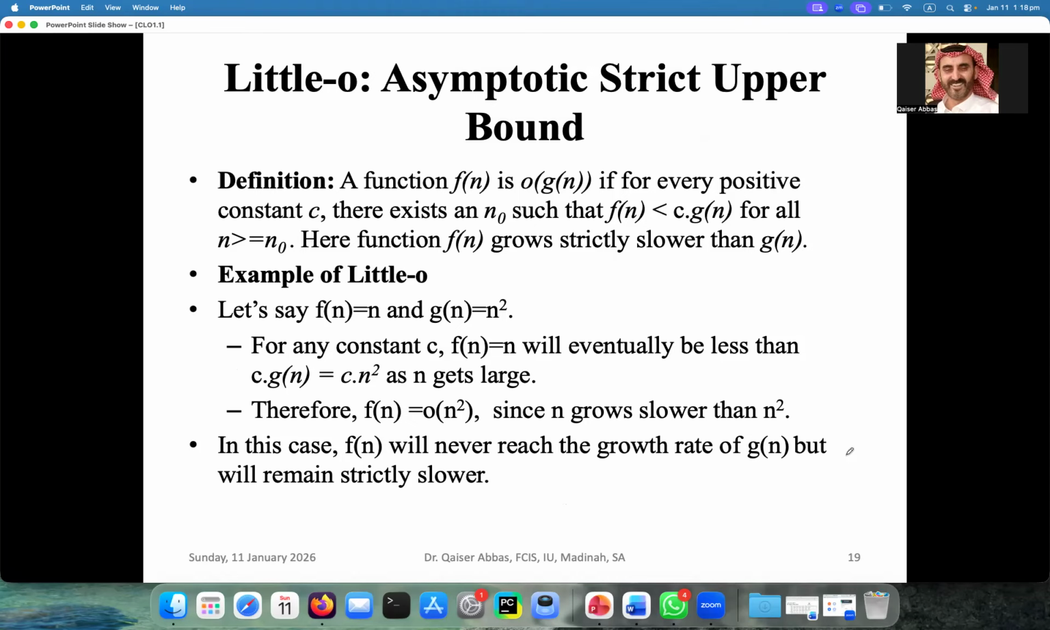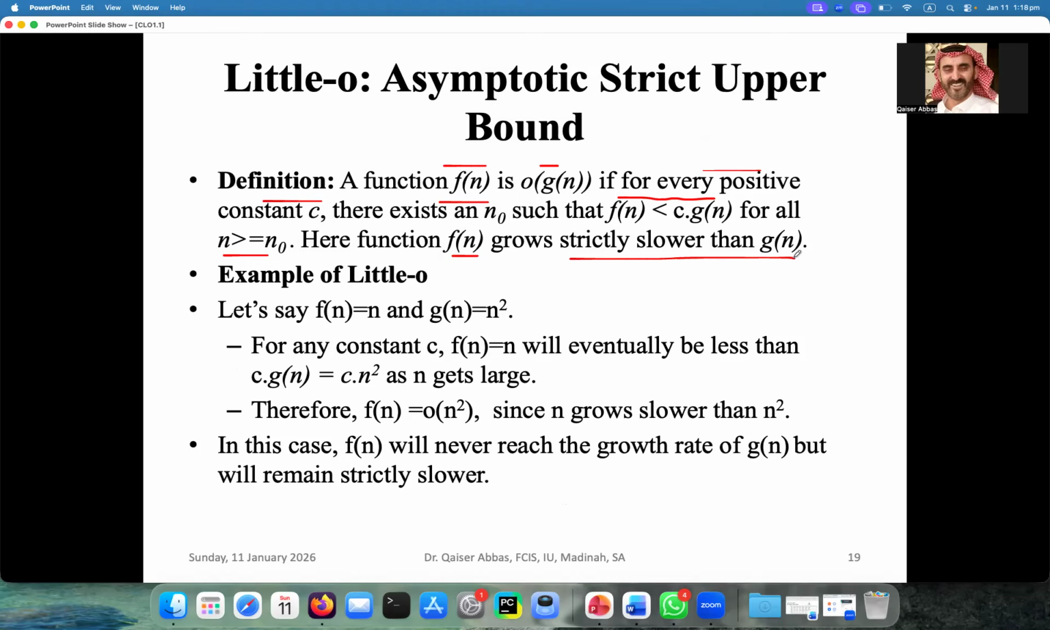Little o. Function definition: f of n is little o of g of n if for every positive constant c there exists n0, the same as the previous theory, such that f of n is less than c g of n. There is no equality here. For all positive n, hence this function f of n grows strictly slower than g of n. That equality is now gone.